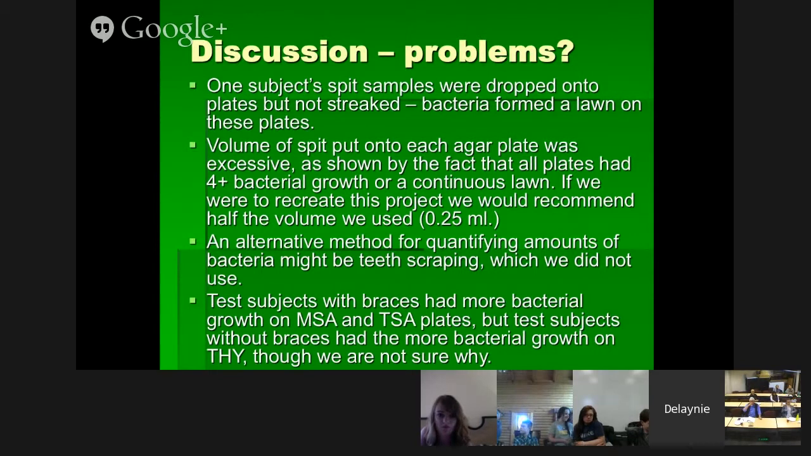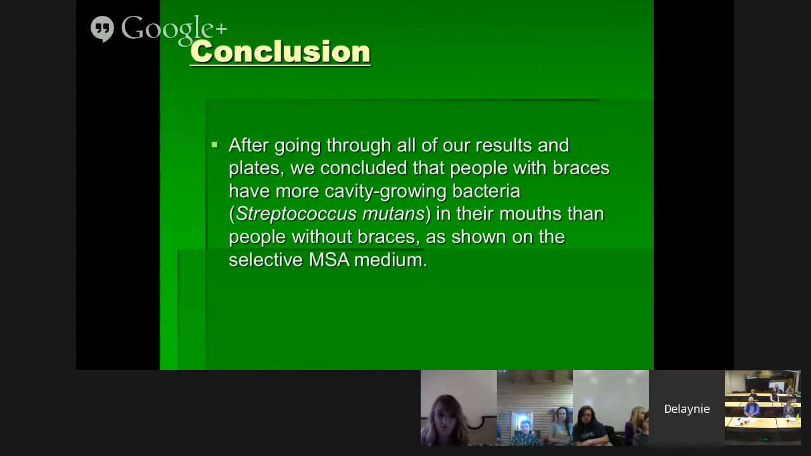An alternative method that we could have used to sample for bacteria would be teeth scraping, but we didn't use that. The test subjects with braces had more bacterial growth on MSA and TSA plates, but test subjects without braces had more bacterial growth on THY, but we aren't quite sure why that happened. So our conclusion was that people with braces have more cavity-growing bacteria, such as Streptococcus mutans, than people without braces.